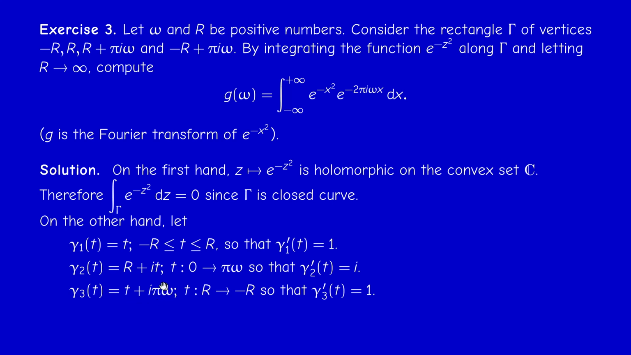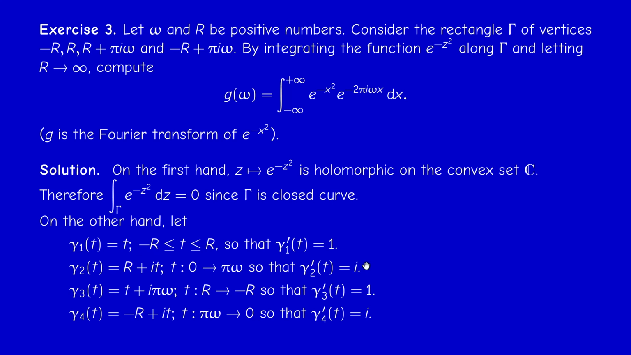Here, y is fixed, it's pi omega, and t varies, but not from minus r to r, from r to minus r. So once again, pay attention to the orientation. When I write this, it means that when I later compute the integrals, I have to put the integral from r to minus r and not from minus r to r. Okay, and then the last one, you guessed, the real part is fixed, the imaginary part varies from pi omega to 0, once again with this orientation. So we have 2 unconventional orientations, but they are useful in computing integrals.